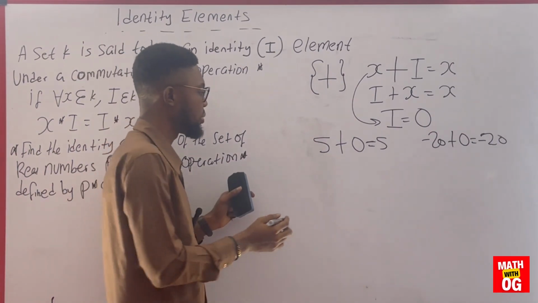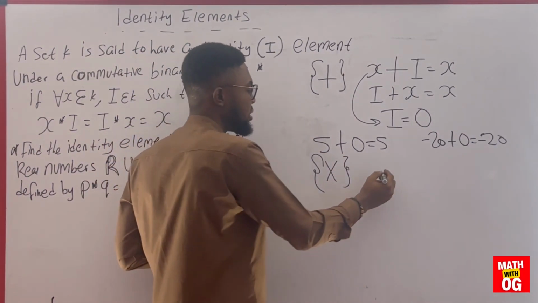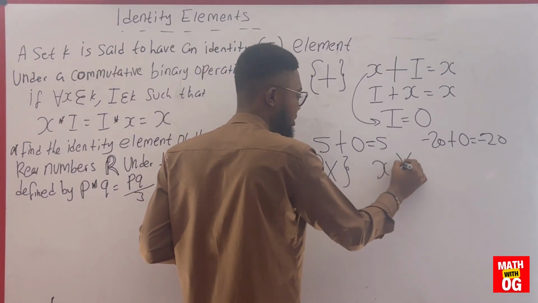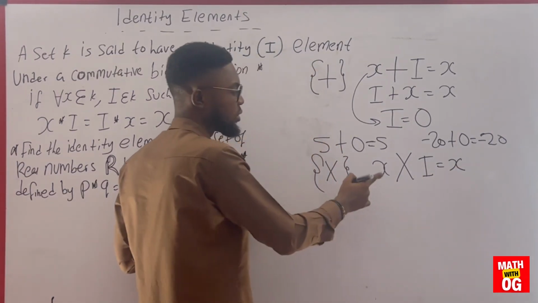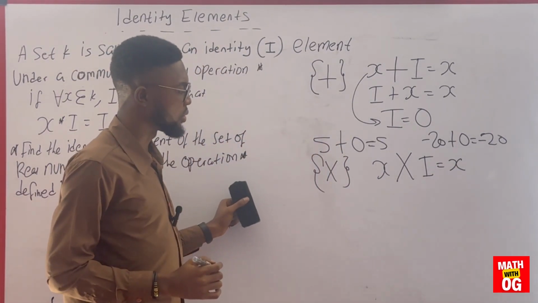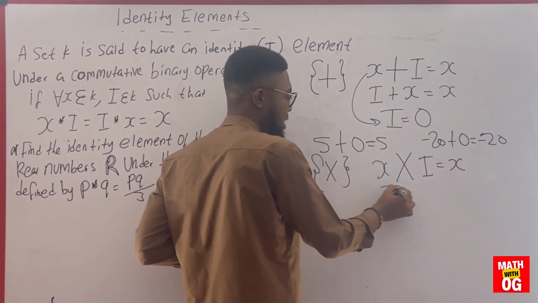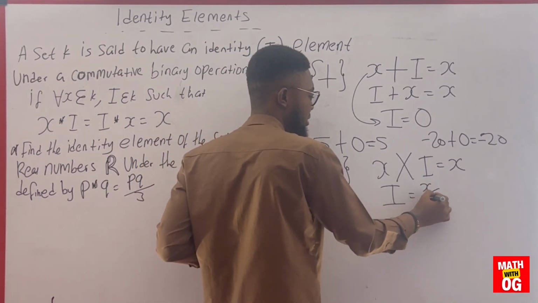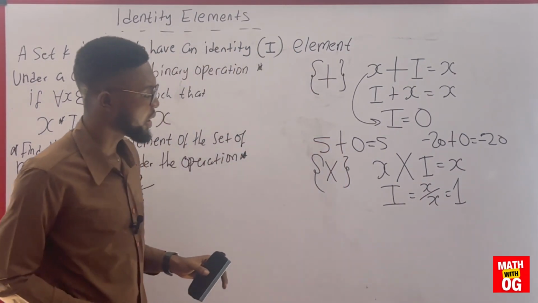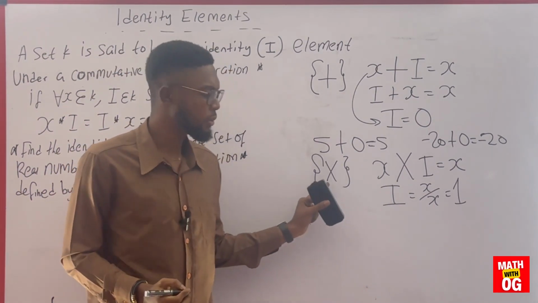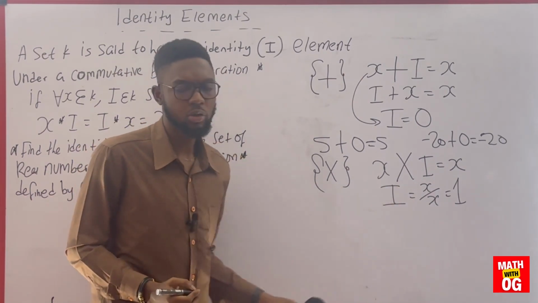Now let's move on to multiplication. Identity element for multiplication. It means that x will operate on the identity element to give us x. So what will be the identity element? The identity element must be equal to x over x, which is equal to 1. So I can boldly say that 1 is the identity element for multiplication. Identity element for addition is 0. Identity element for multiplication is 1.